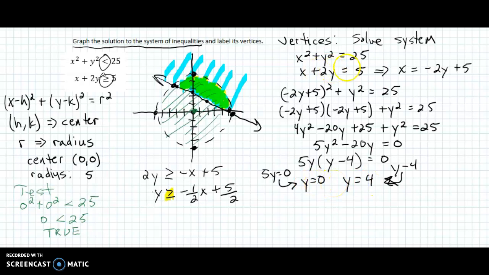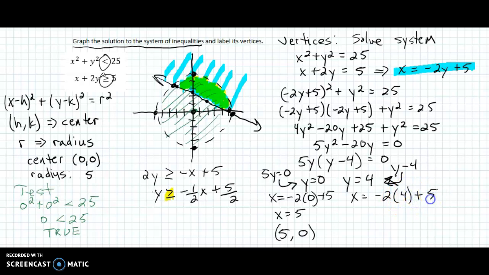To find the x value, just plug them in anywhere. Let's use this equation right here to find x. And you may be able to guess from your graph, but let's find exactly. So x is equal to minus 2 times 0 plus 5. So x is equal to 5. Gives me the point (5, 0), which looks to be true. And then here x is equal to minus 2 times 4 plus 5. And so that gives me x is equal to negative 8 plus 5, which is negative 3, which also looks to be true. Negative 3, 4, so I'm just a little low on my graph.